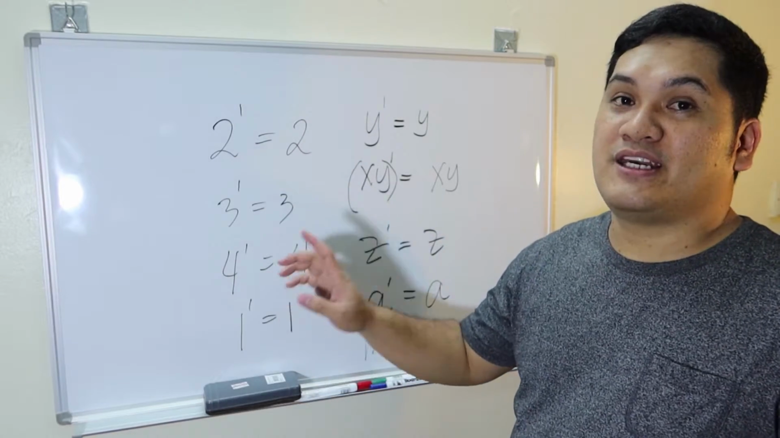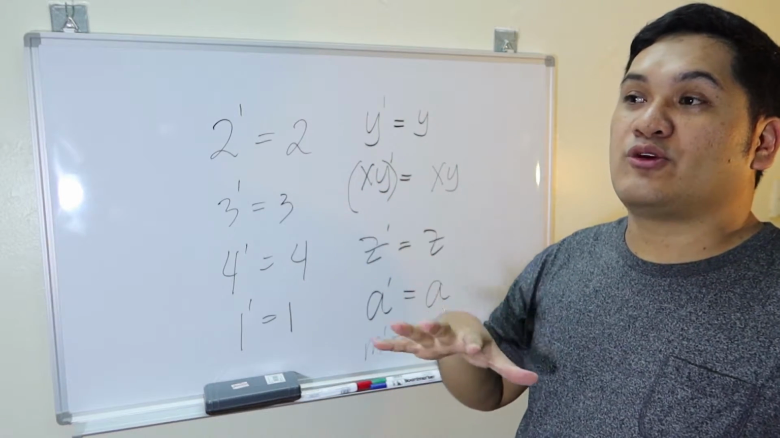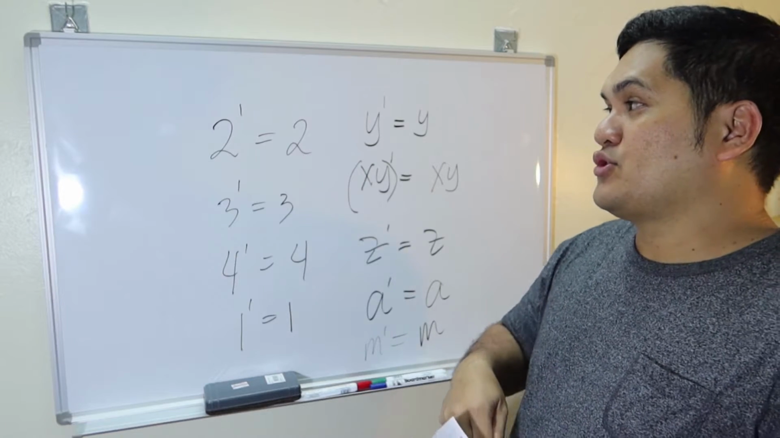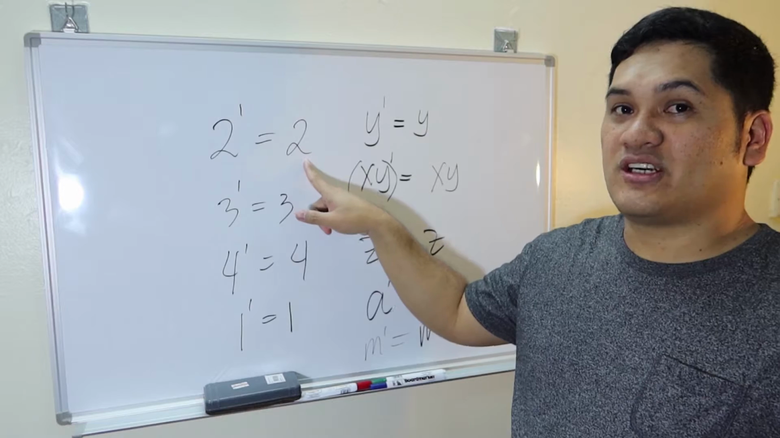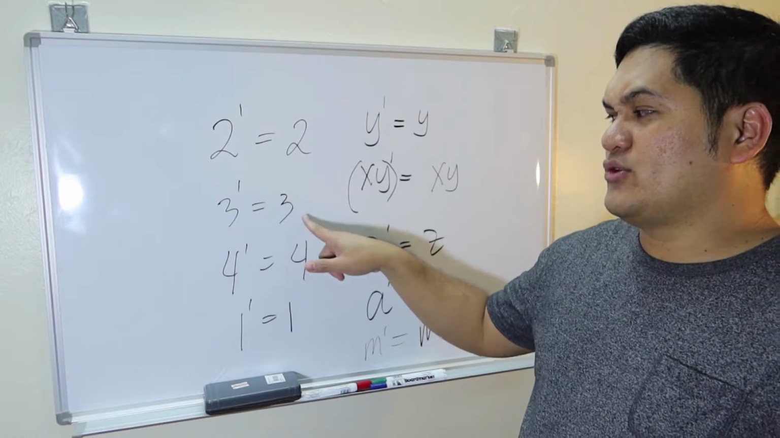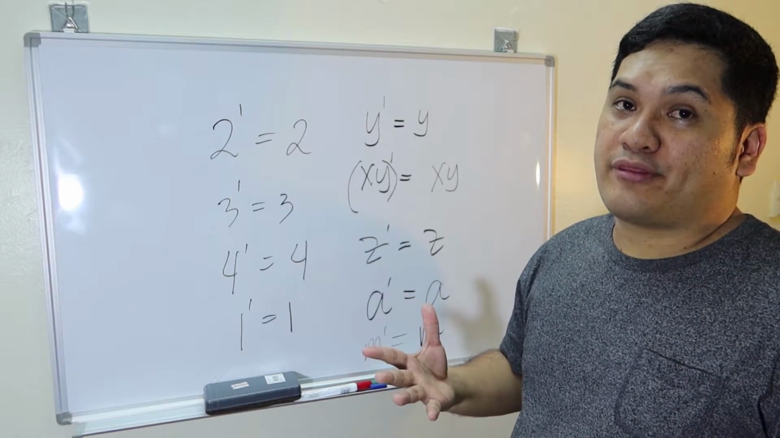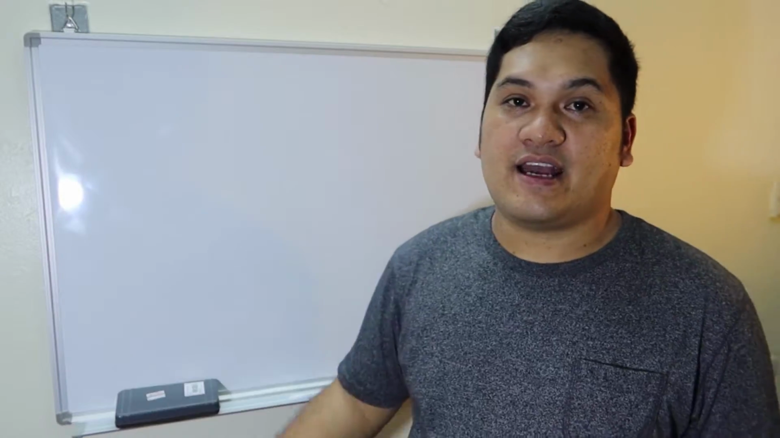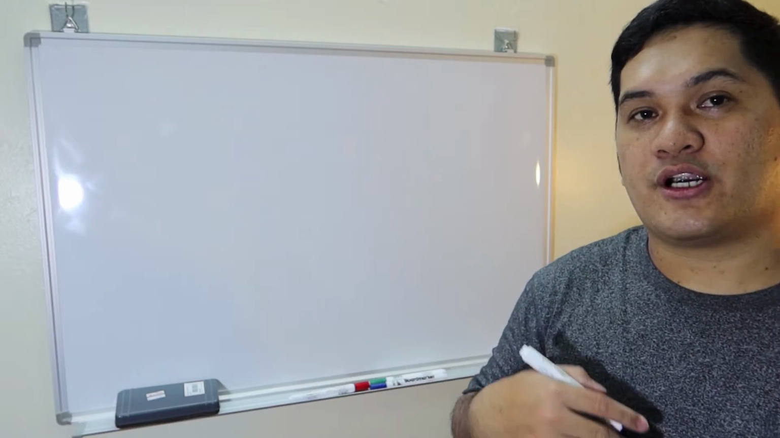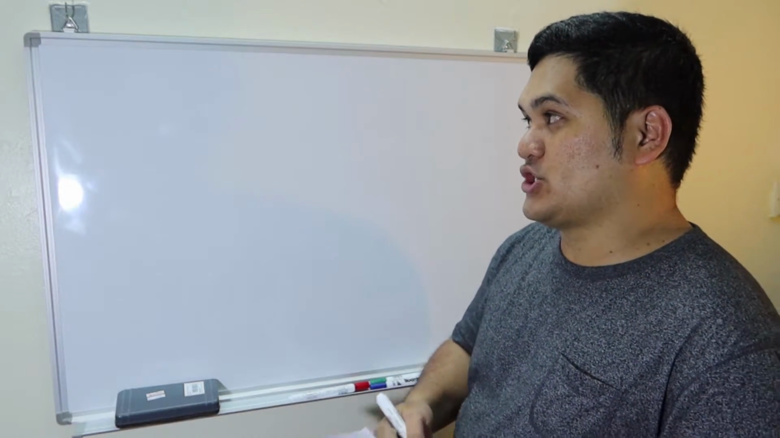Kasi nga, diba, ang ibig sabihin ng power is gaano mo siya kadami i-multiply. So, kung meron kang 1, edi isang beses mo lang siyang i-multiply. Meron kang 1 dito, edi isang beses mo lang i-multiply yung 3. Diba? So, that's the first law. And then, ang ating number 2 is any number raised to a 0 is equal to 1. So, that's rule number 2.